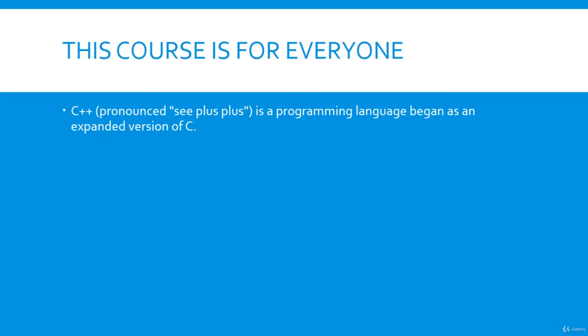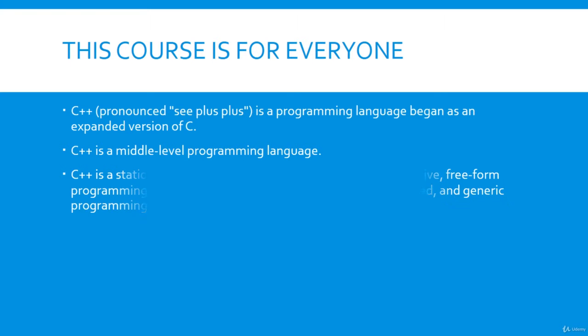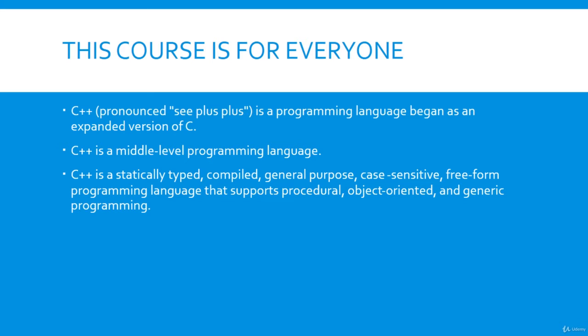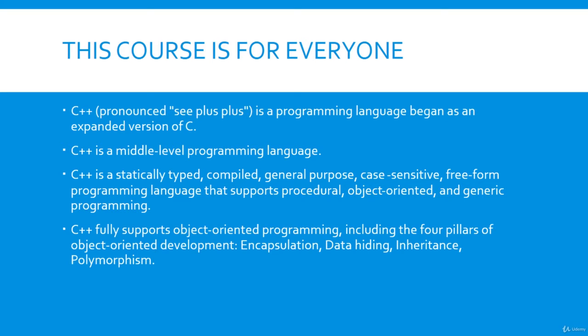C++ is a programming language that began as an expanded version of C. C++ is a middleware, or you can say a middle-level programming language. C++ is a statically typed, compiled, general-purpose, case-sensitive, free-form programming language that supports procedural, object-oriented, and generic programming. C++ fully supports object-oriented programming, which includes the four pillars of object-oriented development: encapsulation, data hiding, inheritance, and polymorphism.